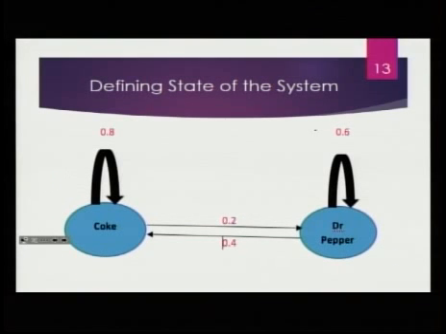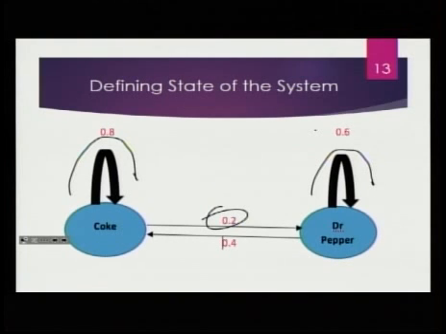So we had to define the state of the system, and in this diagram, as you can see, this here means that the probability of a student staying with a Coke is 80% in that week, and then the probability of students leaving after the week is 20%, going to a Dr Pepper. And the same here, 60% will stay with Dr Pepper, and then 40% are leaving to go to a Coke.